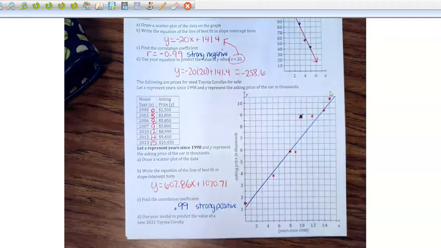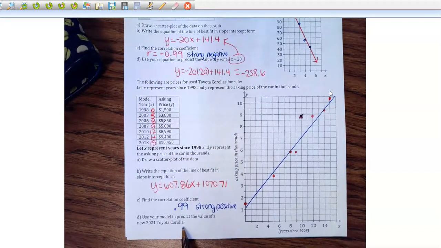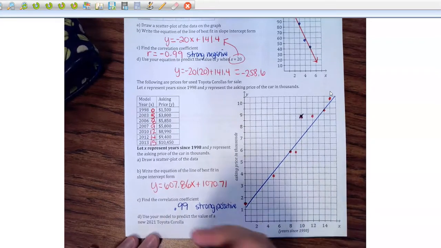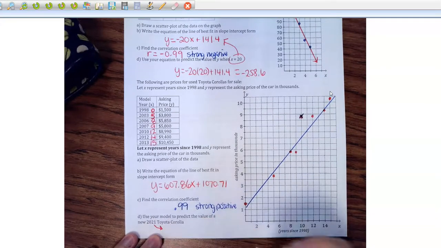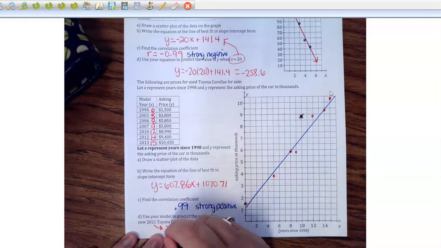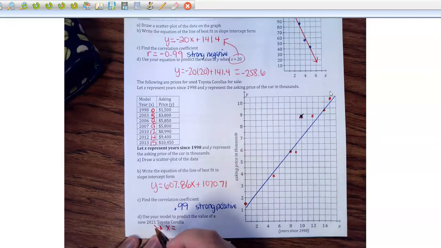And then use my model to predict the value of a new 2021 Corolla. So we're just going to plug in. Now here's the catch. Be careful here. This is years since 1998, so don't plug in 2021. Plug in years since 1998. So that is going to be 23 is what you want to plug in for X.